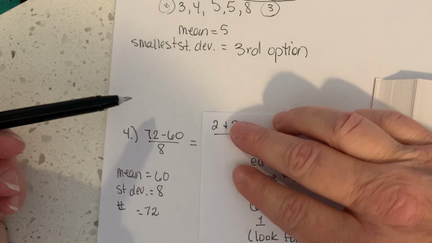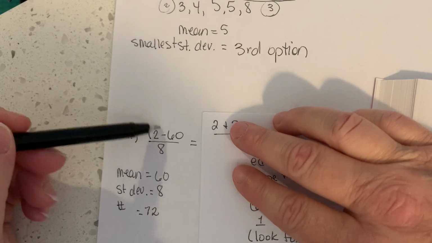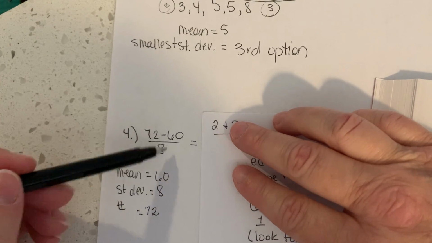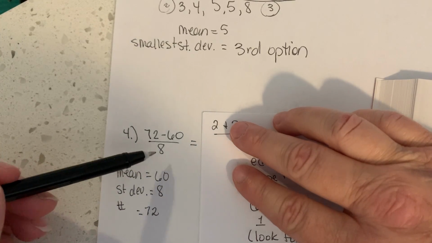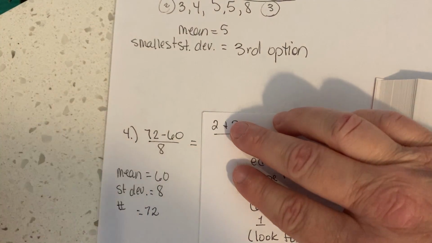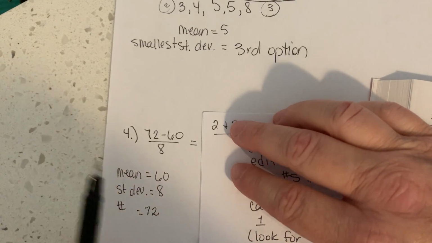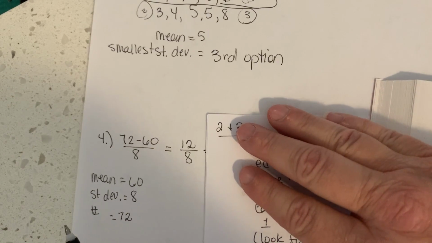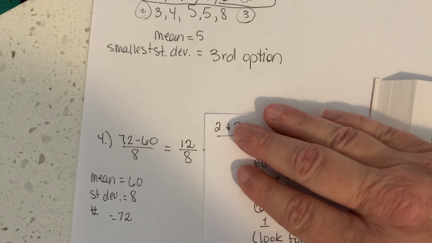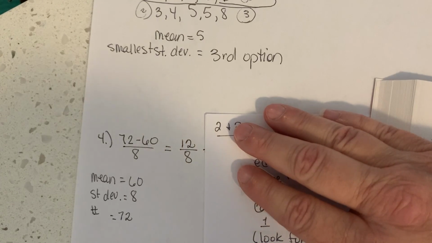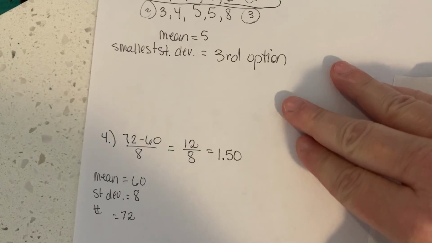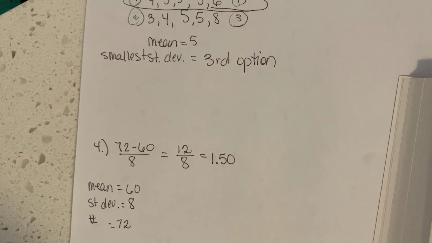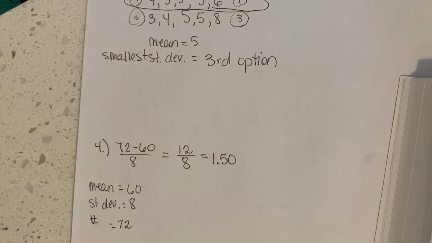So remember the formula. You take the number 72 minus the mean, which is 60, divided by the standard deviation, which is 8. And we've been doing this a lot in class, okay? So you're going to do 72 minus 60 and get 12 divided by 8. And then you're going to go ahead and divide that and get 1.5. Okay, so I hope that that's helpful.